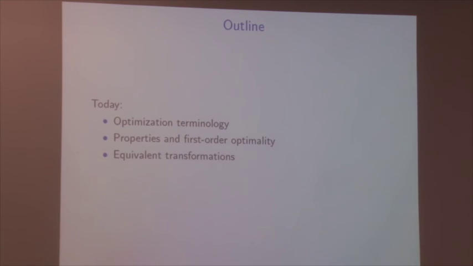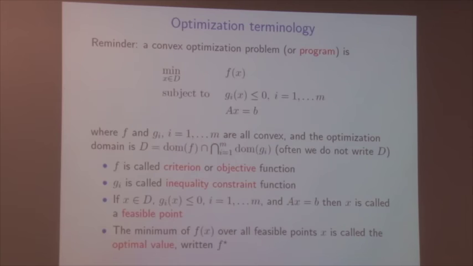Today we're going to talk about some basic optimization terminology, which we've actually already been using, and talk about what the properties of solutions to optimization problems are. And then we'll go into something that you'll see will be pretty useful throughout the course, which is how we can manipulate optimization problems to make them easier to solve. Sometimes this means making a non-convex problem a convex one.